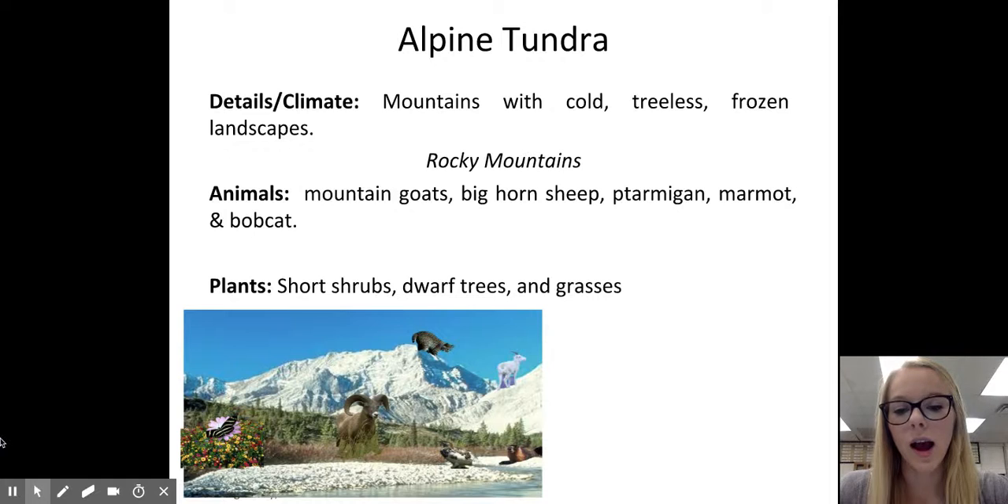The word alpine means mountain. High elevations in the mountainous regions also resemble a high tundra. These areas are cold, treeless, and frozen. Animals like mountain goats and bighorn sheep have skilled balance to navigate the rocky edges and cliff sides, and short shrubs and grasses can be found under the ice during the summer months.